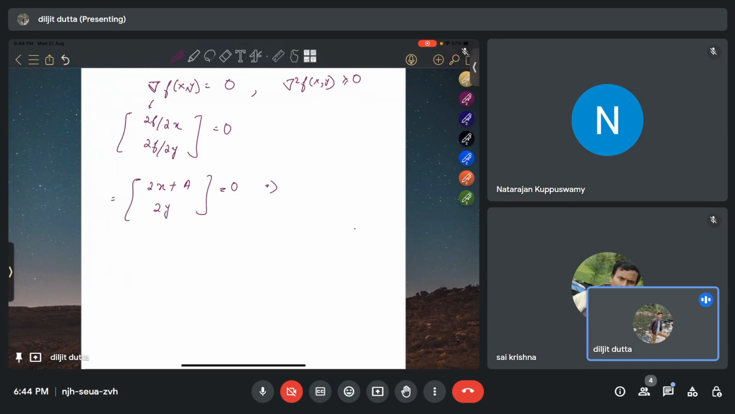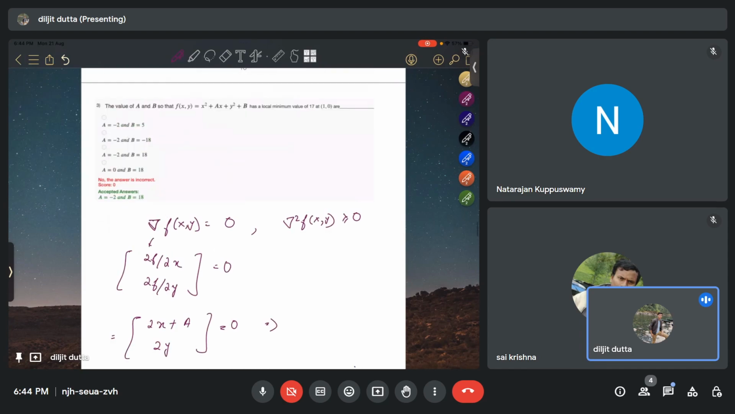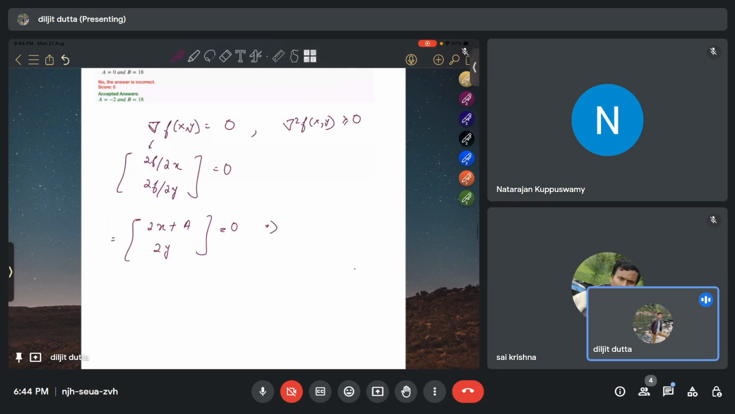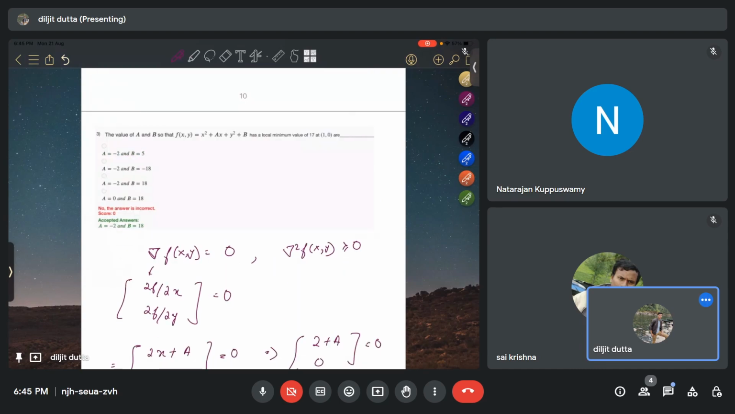And if we solve this, we will get this equal to 0 at the minimum value. The minimum value is given at what point? At 1 comma 0. So it will be 2 plus a by 0. So a is equal to minus 2. Now we got a is equal to minus 2, and what else is given?